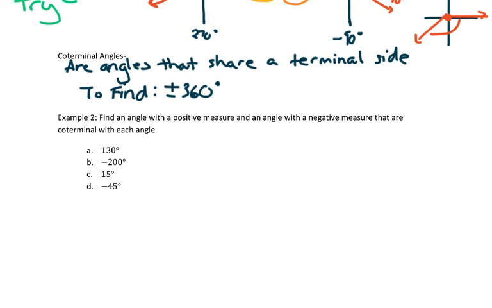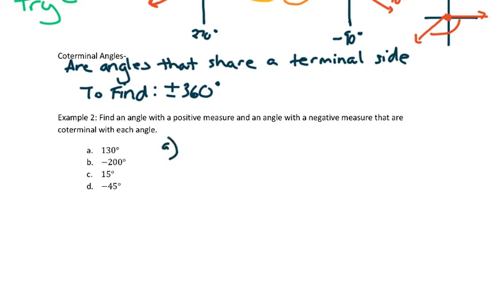So, example 2, we are going to find an angle with a positive measure and an angle with a negative measure that are coterminal. So basically, we're going to take whatever angle we have, we're going to add 360 until we have a positive coterminal angle. We're going to subtract 360 till we have a negative coterminal angle. And sometimes you might have to subtract multiple times.